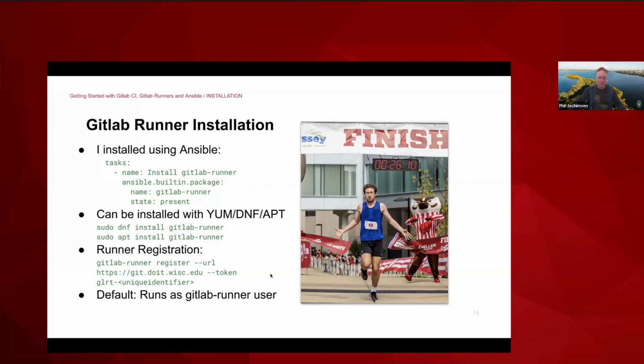The registration does require the unique identifier. That's part of the instructions, how you obtain that unique identifier. And again, effectively what happens is that the runner runs all of the time that it's there, waiting to hear, hey, should I go do something? So of note, though, the user that it actually runs as is called gitlab-runner.